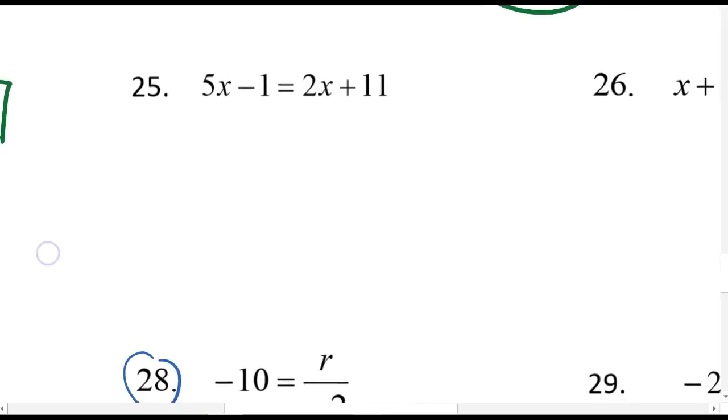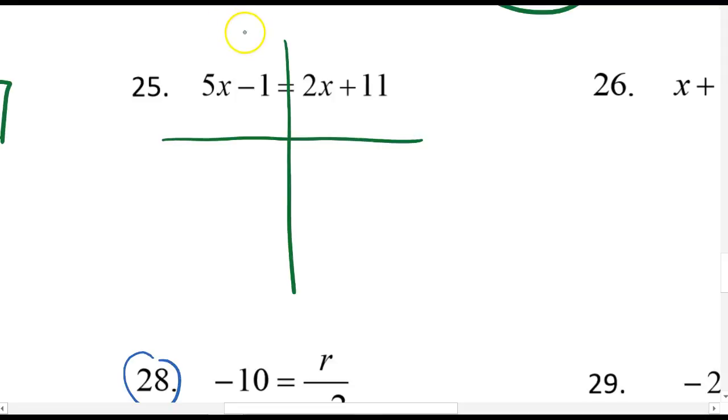Number 25. Again, I want to organize myself, so I draw a line, and I draw a line underneath, because we're going to be adding and subtracting. Again, remember, I always want the variables, or x, on one side, and then I want numbers on the other side. In this case, I have an x term on both sides of the equation.